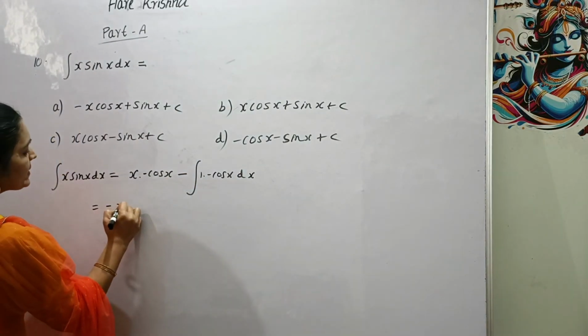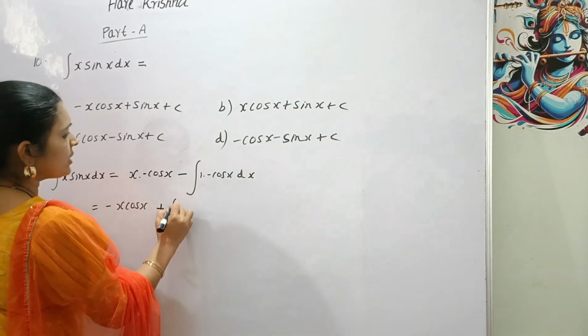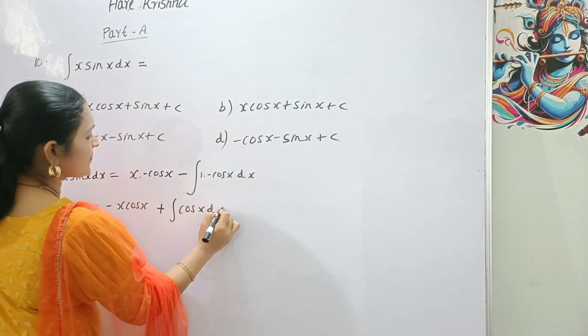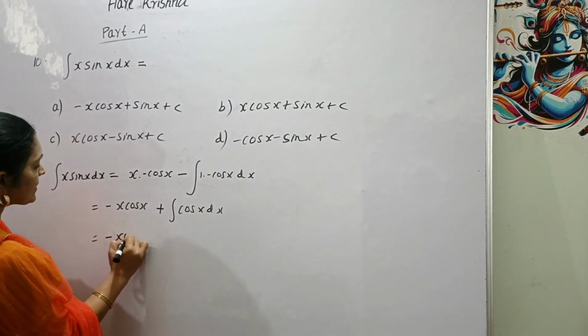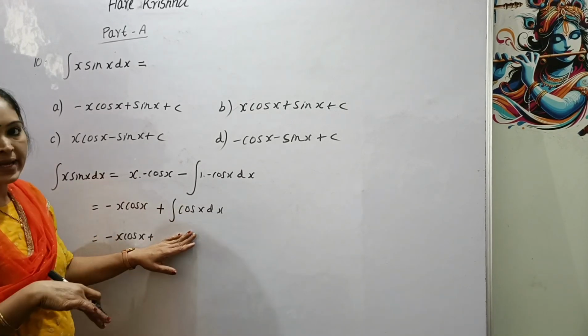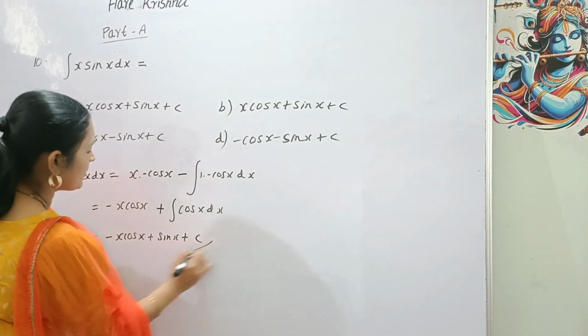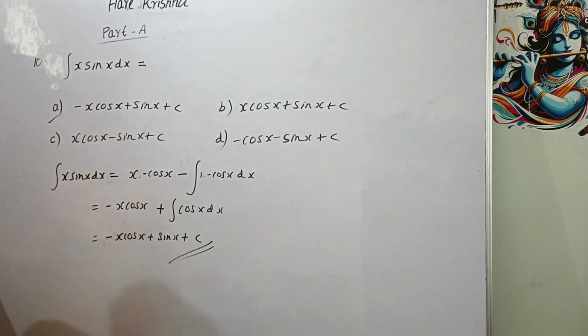That is equal to minus x cos x minus, and this minus becomes plus, integral of cos x dx. Minus x cos x plus integral of cos x, which is sin x, right? Minus x cos x plus sin x plus c. So A is the answer.